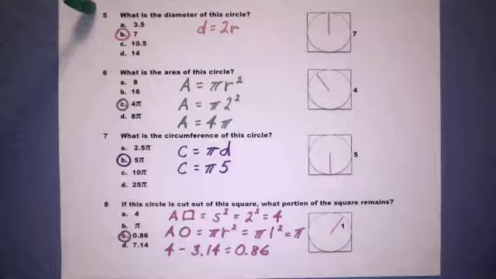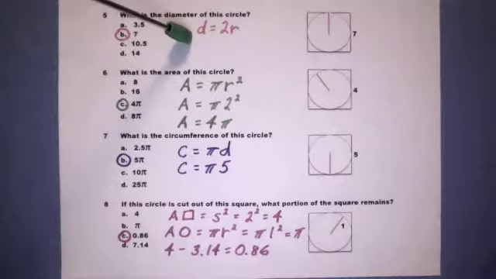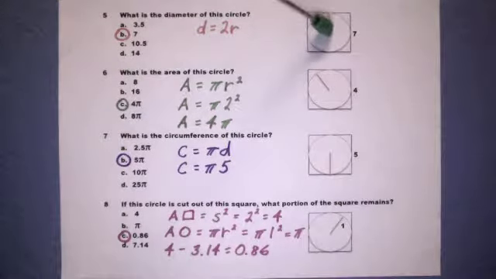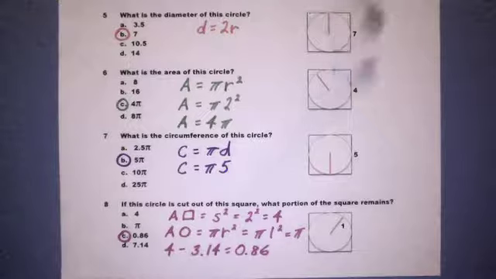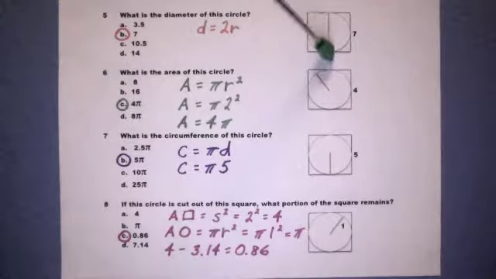Number 5. What is the diameter of this circle? Diameter equals 2 times the radius. They don't tell us what the radius is. They tell us the length of this side of this square is 7. So the length of every side of this square is 7 units long. If the length of this side is 7 units, then the diameter of this circle is 7 units.